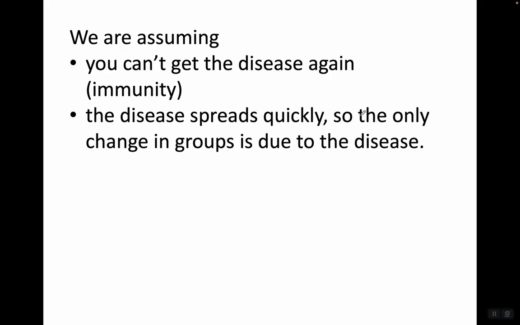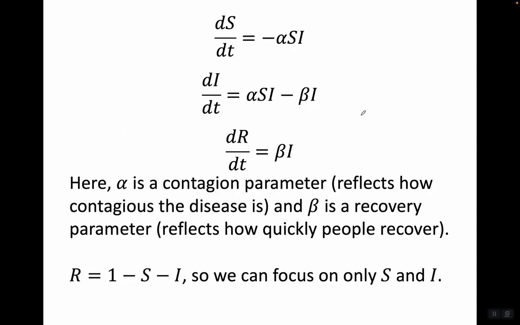So the only change in the groups S, I, and R is due to the disease. In other words, it's not like people are going to die from other causes. We're just looking at a short time frame. Here are the differential equations which describe how S, I, and R change.